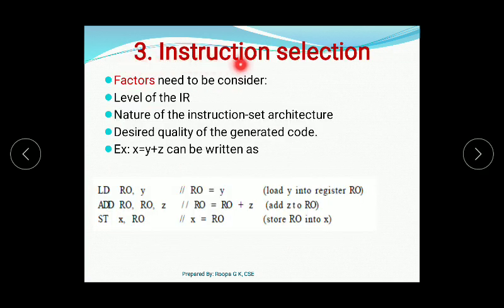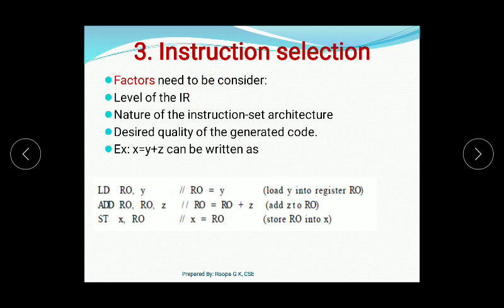The third issue is instruction selection. So how to select the instruction? There are different factors we have to consider. First one is the level of IR. What do you mean by level of IR? It can be high level IR or low level IR. High level IR is nearer to the source language program, so consider it as a syntax tree. Low level IR is nearer to the target program, so we can consider it as three address code.